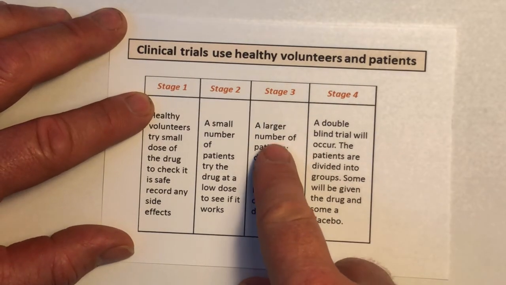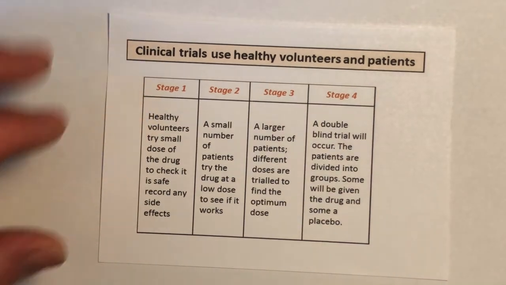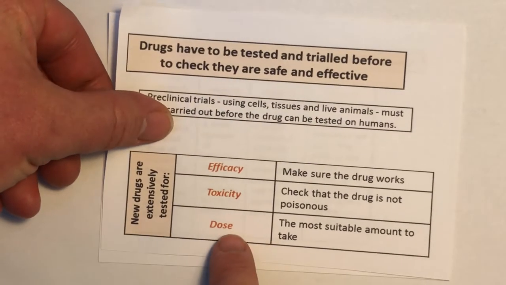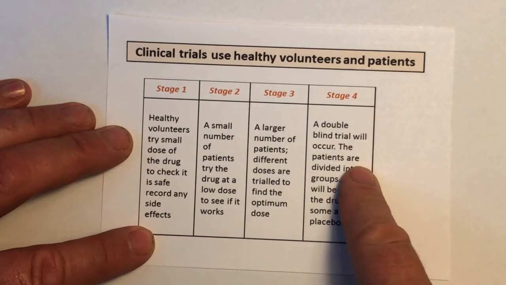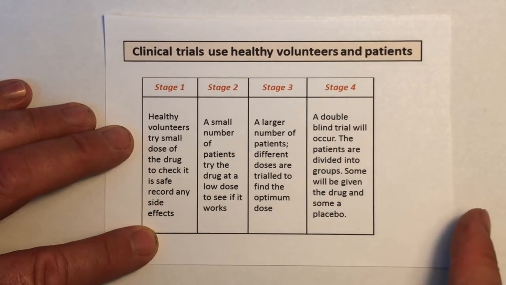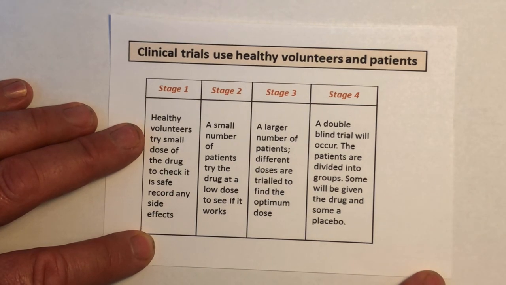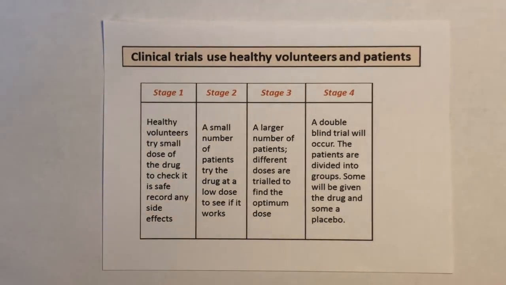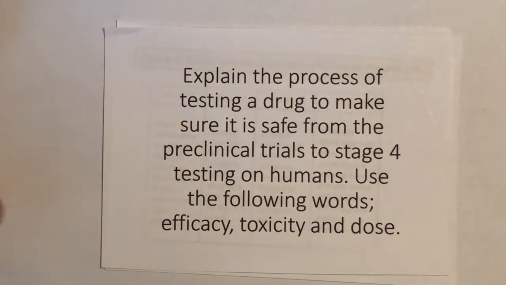Stage 3 is then a larger number of patients. Different doses are trialled to find the optimum dose. So stage 3 is looking at the dose. Stage 4 is looking at the efficacy, the toxicity and the dose, and seeing if it is worth actually doing in the final stages. So that then answers the question about drug trials from preclinical to stage 4.